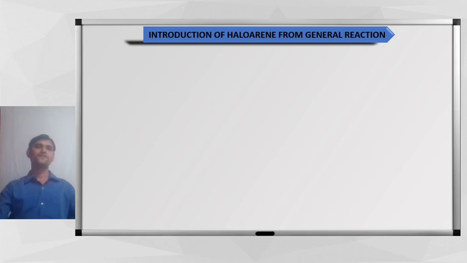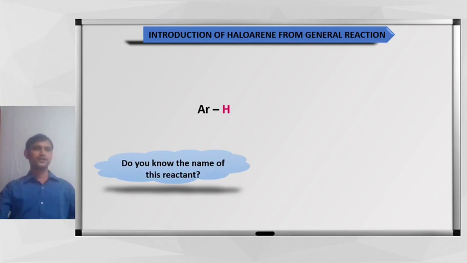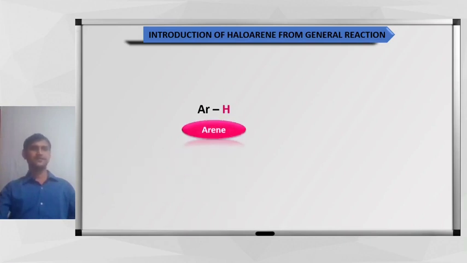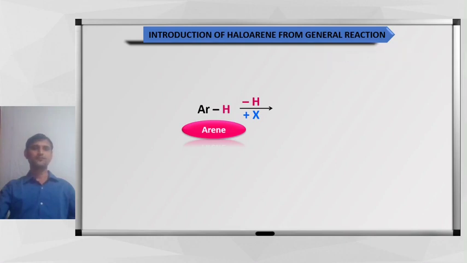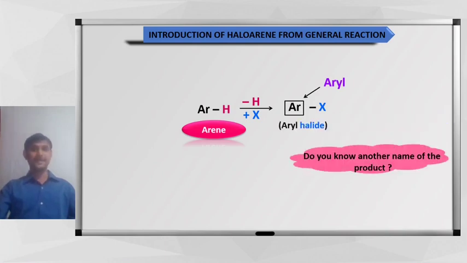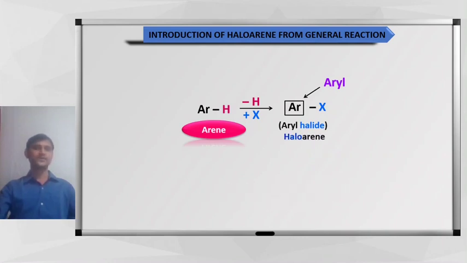Now see the introduction of haloarene from the general reaction. Now see, RH, the reactant, as we already know, is arene. This is called arene. One of the hydrogen atoms of the arene is replaced or substituted by the X group, that is the halogen atom, and there is a formation of RX, where R is equal to Ar, that means aryl group, and the name of this product is aryl halide, which is the common name, and the other name is haloarene, that is the IUPAC name.